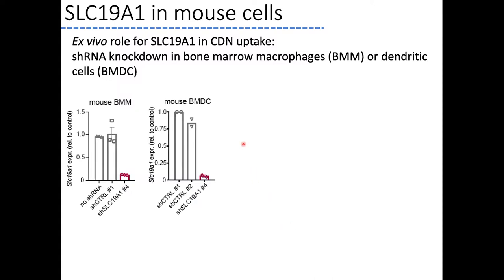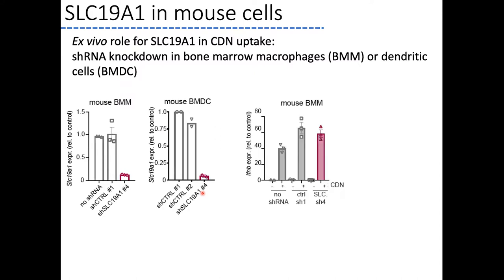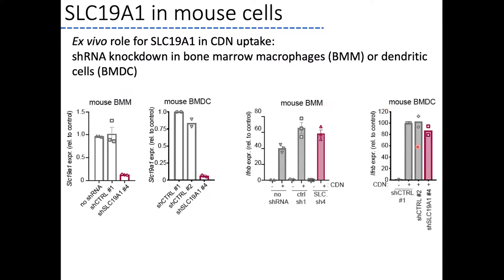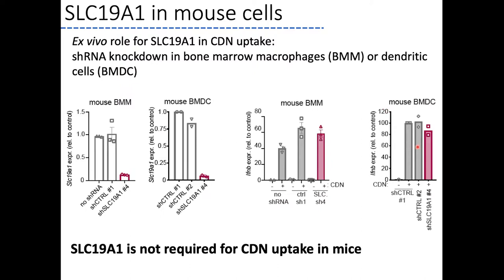So we next wanted to verify this using a genetic model. So we depleted SLC19A1 from mouse bone marrow-derived macrophages or mouse bone marrow-derived dendritic cells. So this is SLC19A1 expression. So those shRNAs work very well. And then we stimulated those cells with cyclic dinucleotides and looked at the induction of interferon beta. But it seems that depleting SLC19A1 does not affect the immune response, in this case interferon beta expression, in mouse bone marrow-derived macrophages, but also not in dendritic cells. So these results suggest that SLC19A1 is not required for CDN uptake in mice.